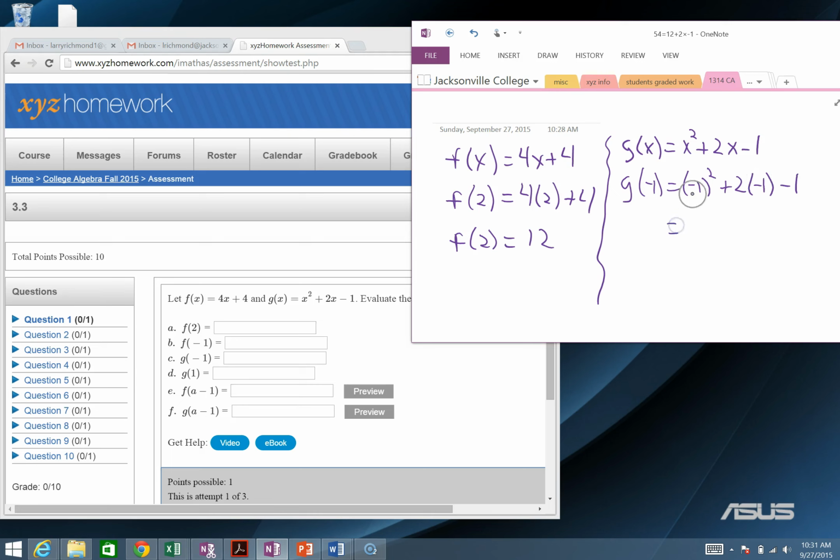Negative 1 quantity squared is 1. 2 times negative 1 is minus 2, and minus 1 here. So we have 1 minus 2, that is negative 1, minus 1, that is negative 2. So we say that g of negative 1 is negative 2.